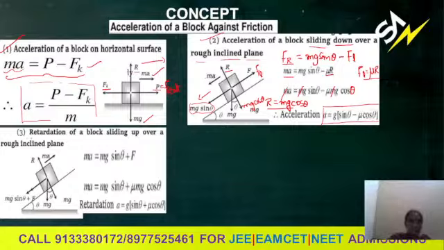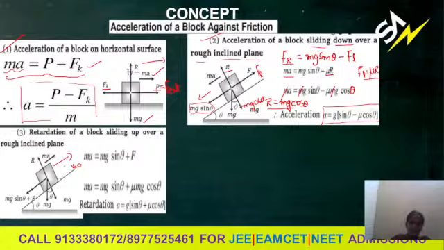And let us see retardation of a block sliding up over a rough inclined plane. Retardation means negative acceleration, because when it reaches the top of the inclined plane, velocity becomes 0. So velocity slowly decreases, so that acceleration is called retardation. Here also we are given the free body diagram. It is now sliding up, direction of motion is this direction.